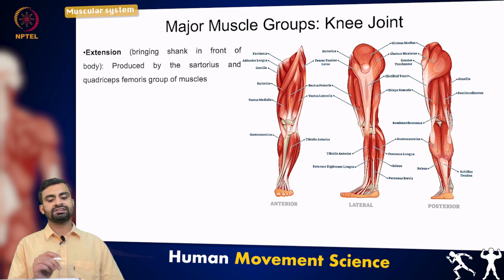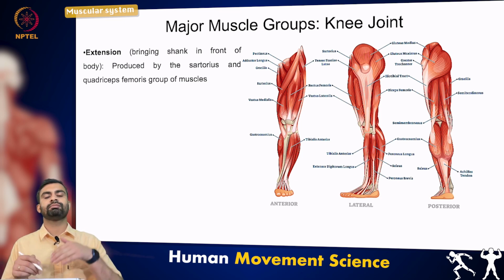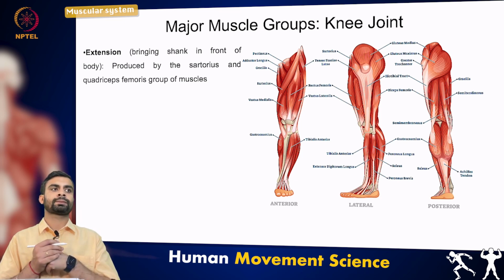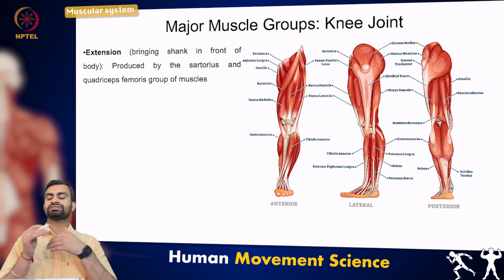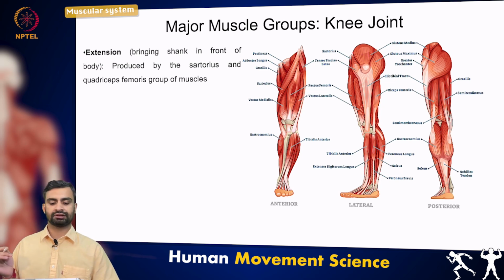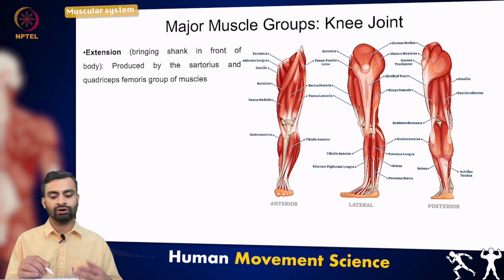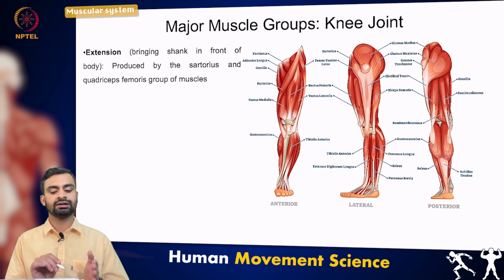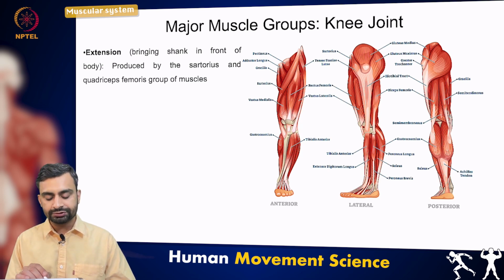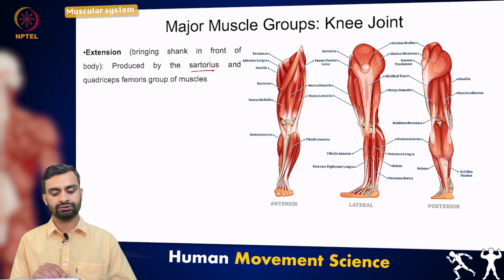So the extension, similar to the extension at the hip. Extension at the knee means you are sitting on a chair, you keep your thigh fixed and try to extend your leg. That is called extension, or bringing the shank in front of the body. It is produced by the sartorius and quadriceps femoris.